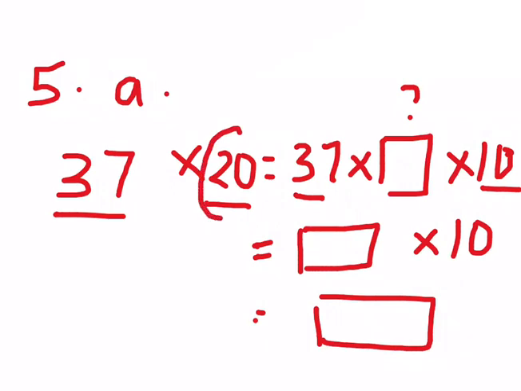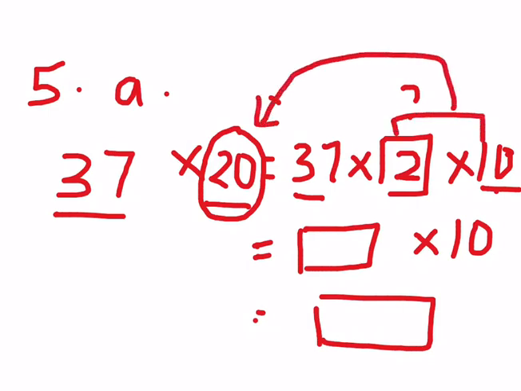If you know it's 20 there. If you said 2, then well done, right? Because 2 times 10 gives you 20, right? So 2 times 10 will give you 20. All right, after that, you're supposed to do it from left to right. How about 37 times 2? Apa jawapannya?